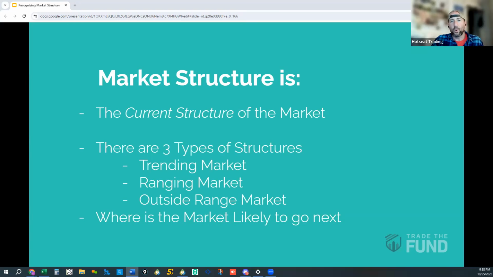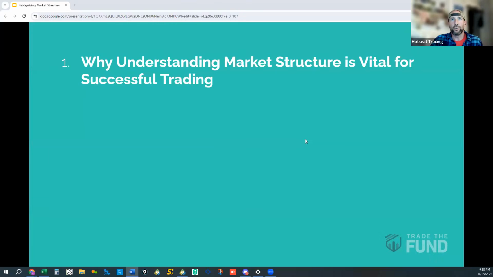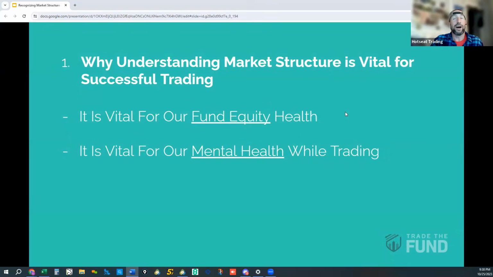We're going to walk through a couple questions, but at the end of the day, if market structure is a weakness of yours, these next 3 questions are going to be very valuable in your toolbox. Number 1, why understanding market structure is vital for successful trading. It's vital for our fund equity, and it's vital for our mental health. So first, we're going to talk about our fund equity health.